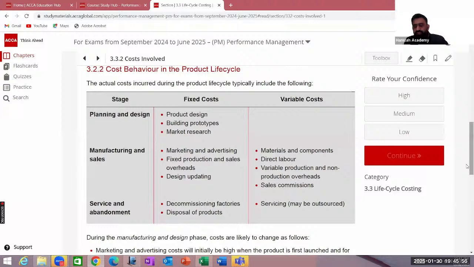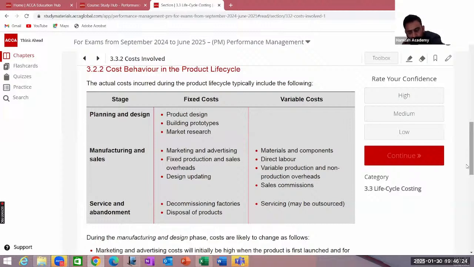Now the cost behavior in a product life cycle. In the planning and design stage, product design, building prototypes, and market research are the fixed costs. In planning and design, there is no variable cost because we are not manufacturing anything. During manufacturing and sale, marketing cost, fixed production and sale cost, and design updating would be the fixed cost. Material component, labor cost, variable overhead, and sale commission would be the variable cost during manufacturing and sale.